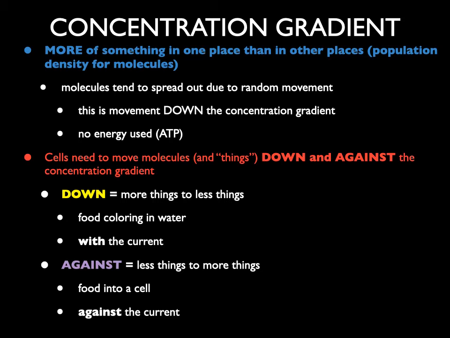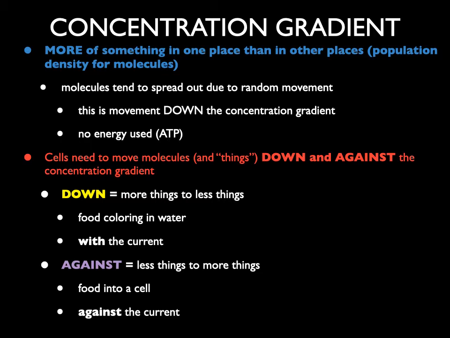Molecules will spread out due to the fact that they're in constant motion, and they will move down the concentration gradient. They do this for free, there's no energy used, and the cellular energy molecule is ATP, so no ATP is being used. Cells need to move molecules and things down and also against the gradient.